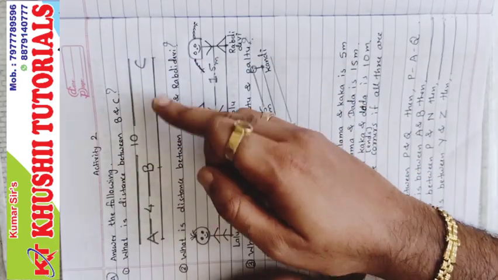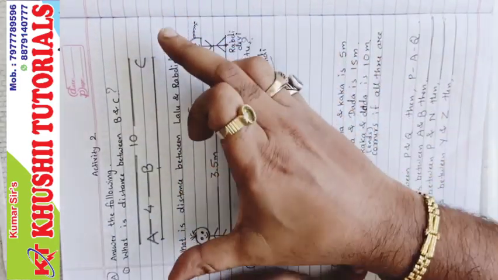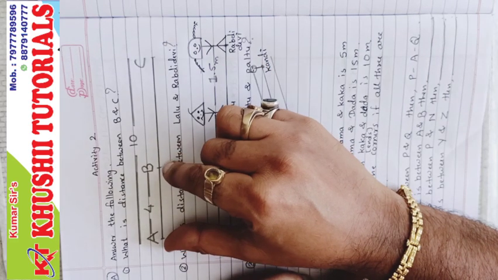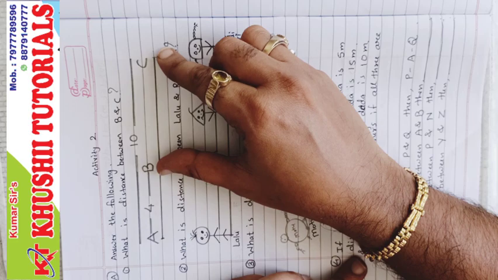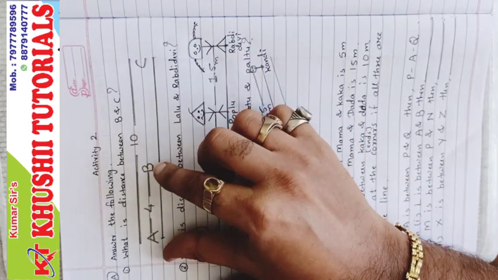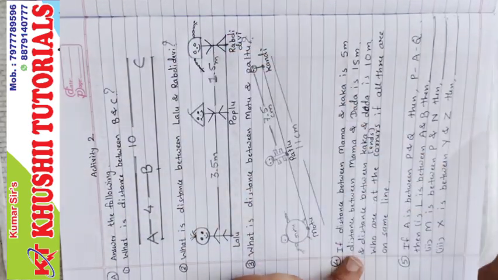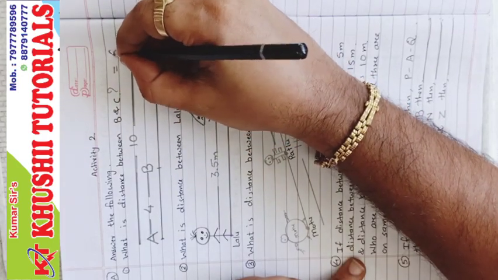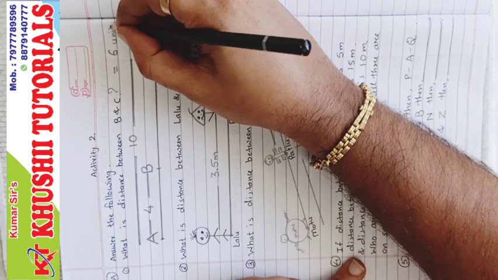Here point A, B and C lie on the same line. So AC is 10, AB is 4. So what will be BC? BC will be 10 minus 4 will be 6. So BC will be 6. So distance between B and C will be 6. Units are not given, so 6 unit.